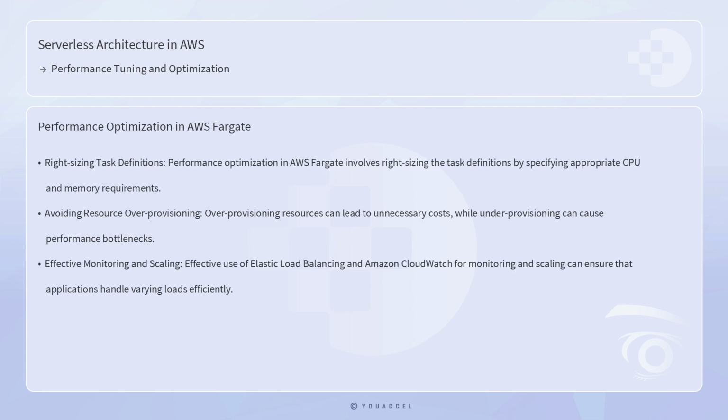AWS Fargate, another serverless compute engine, allows running containers without managing the underlying infrastructure. Performance optimization in AWS Fargate involves right-sizing the task definitions by specifying appropriate CPU and memory requirements. Over-provisioning resources can lead to unnecessary costs, while under-provisioning can cause performance bottlenecks. Effective use of elastic load balancing and Amazon CloudWatch for monitoring and scaling can ensure that applications handle varying loads efficiently.